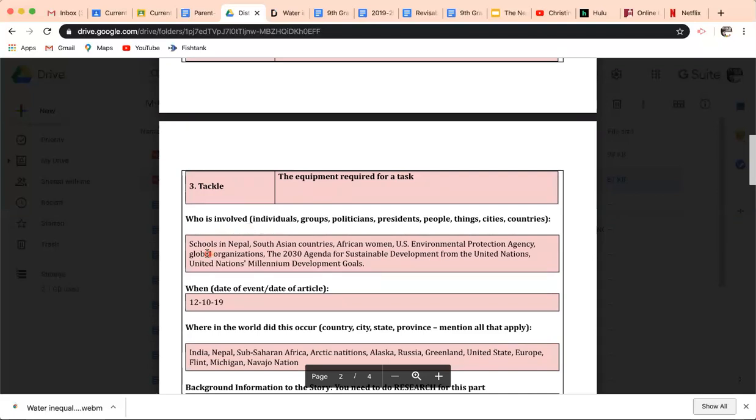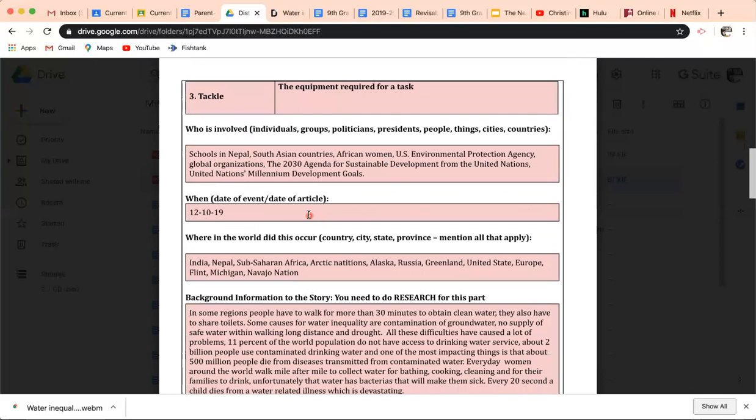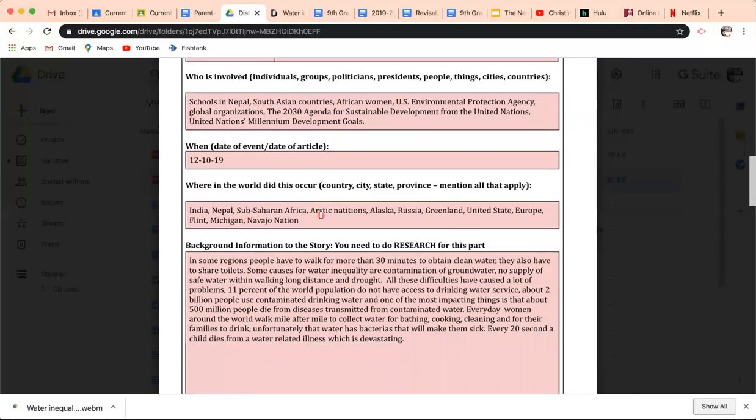Who is involved? They put schools in Nepal, South Asian countries, African women, the US Environmental Protection Agency, all of these things. You need to write everybody involved, okay? So don't just say groups or countries. No, I need to know the specific group, the specific countries, the specific cities. You have your date right there. Where in the world did this occur? Again, write all the different areas that this occurred.